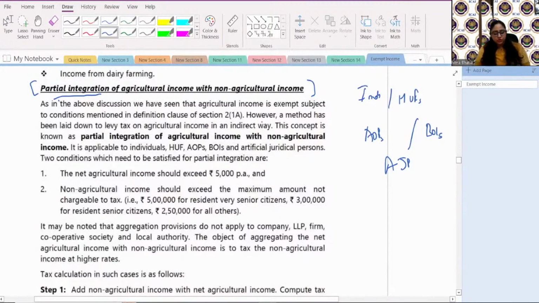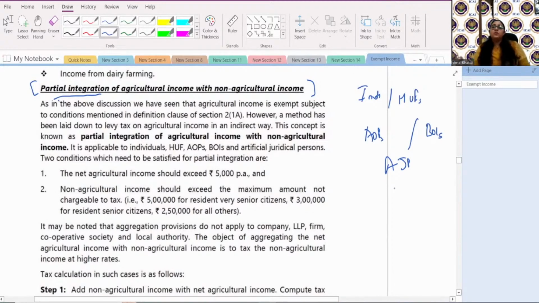Now what is partial integration of agricultural income with non-agricultural income? I told you agricultural income is totally exempt. It is exempt income. But here the government used a very smart move, where they integrated the agricultural income with non-agricultural income to remove a slab benefit. Now what happens is that on these categories of people, slab benefits are there, because of which they already have a certain degree of income which is exempt, which is not taxable, which is your income up to the basic exemption limit.